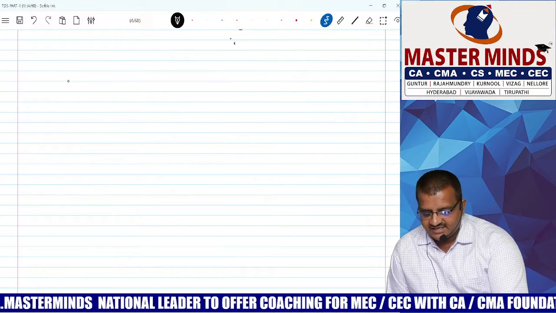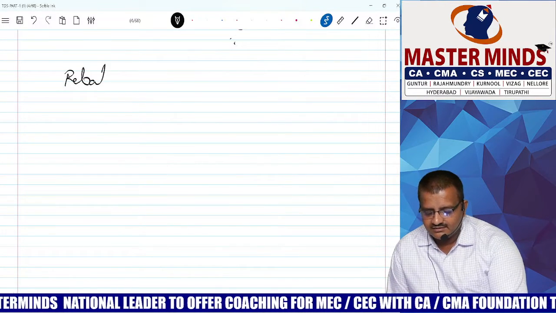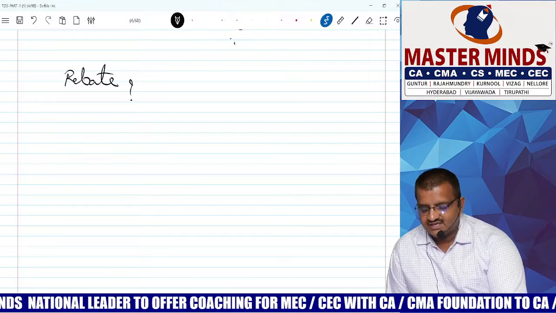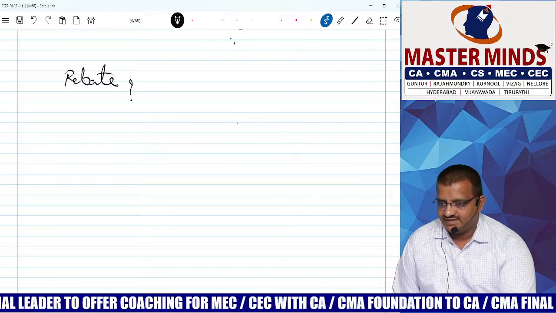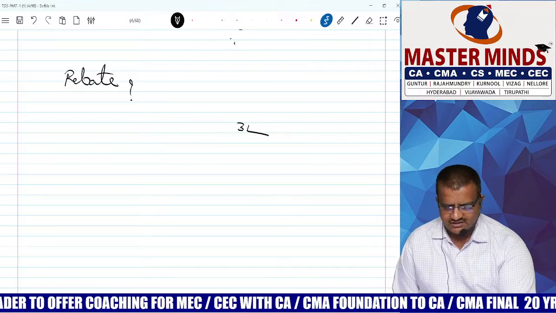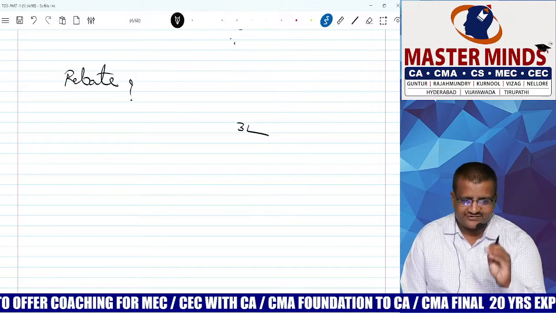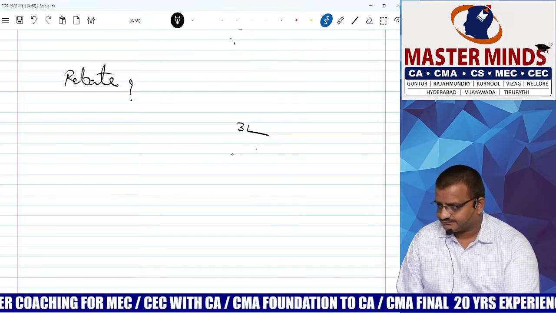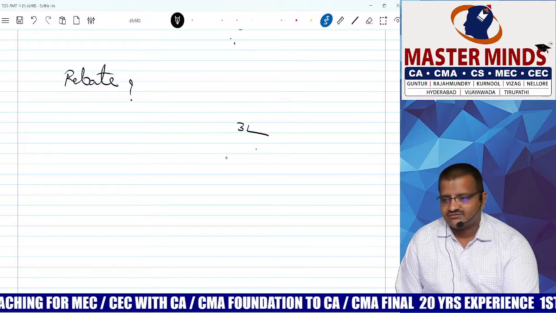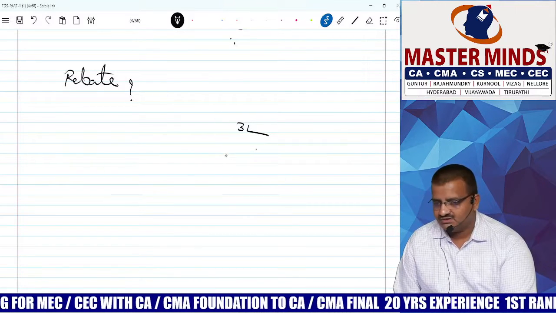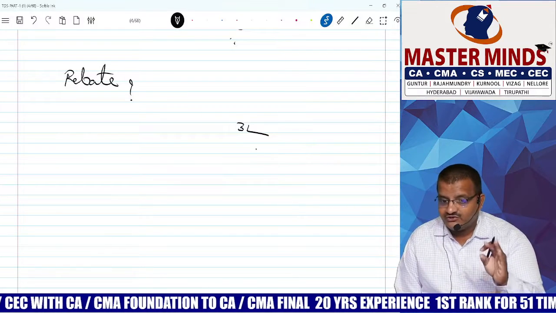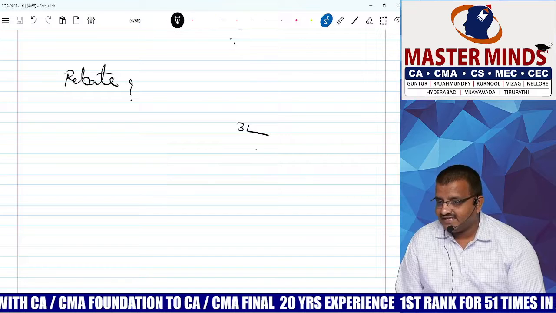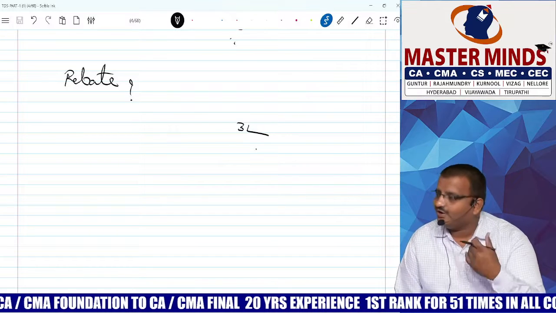Shall I consider rebate? Yes or no? What is that? Listen. Your income is 3 lakh. You don't have any other income. After all, salary income 3 lakh. Up to 2 lakh 50 anyhow exempt. 50,000 taxable. But for you, rebate under 87A is applicable. I am telling you, applicable.